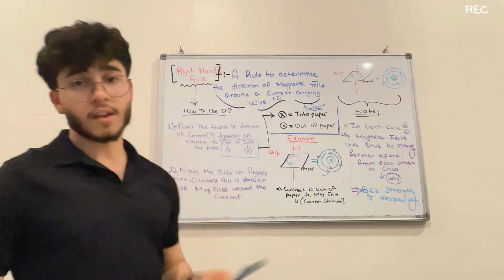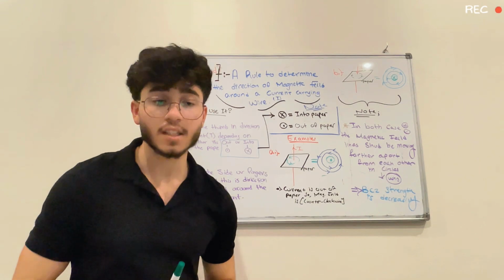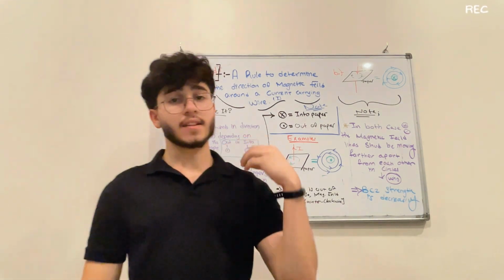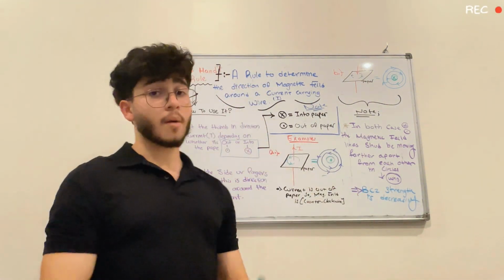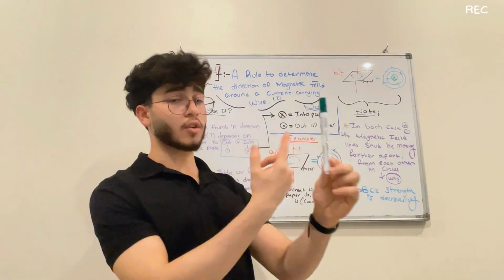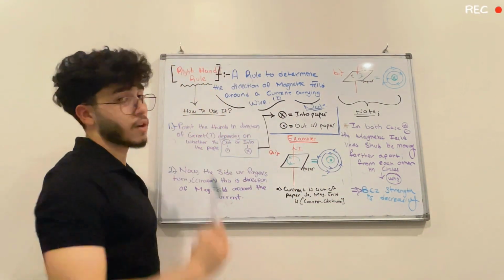Right hand rule. The right hand rule is a rule to determine the direction of the magnetic field around a current carrying wire, because we have stated that a wire that is carrying current has a magnetic field around it, but I don't know what is the direction of this magnetic field. Is it clockwise or anti-clockwise? To identify that, we use the right hand rule, okay?